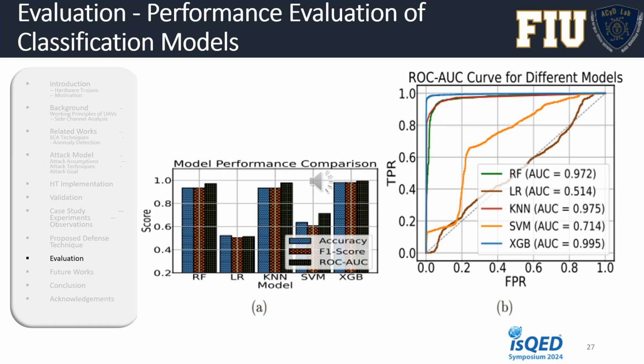You can see the ROC curve for the different models. In this case, XGBoost had an ROC AUC of 0.995, which is super good. Second place would basically go to k-nearest neighbors, and third would be random forest. XGBoost provided the best results throughout all of these metrics in terms of accuracy, F1 score, and ROC, and that is the reason why we decided to go with XGBoost instead of, for example, random forest or k-nearest neighbors.